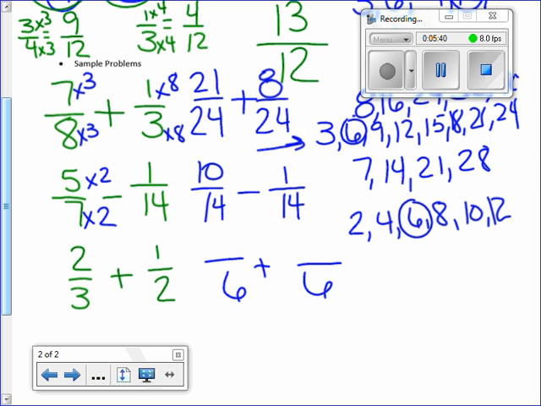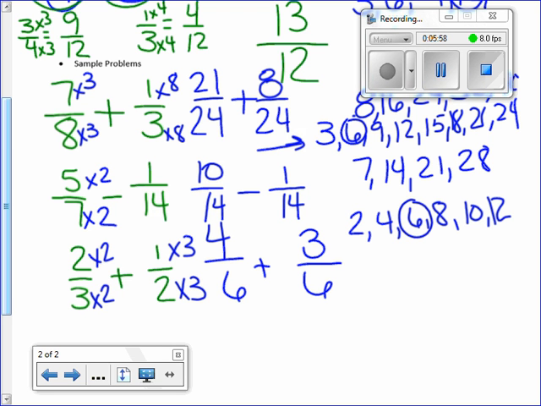3 times what is 6? 3 times 2. So 2 times 2 is 4. 6 times 3 is, 2 times 3 is 6. So 1 times 3 is 3. Common denominator. Now we're ready to add.